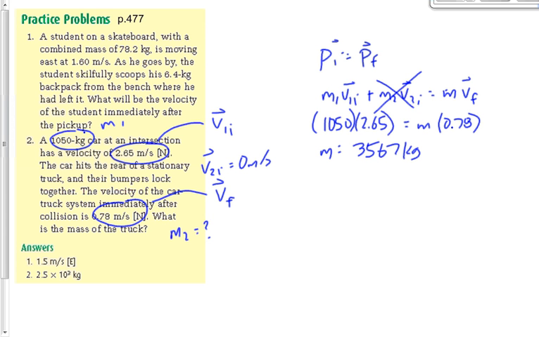That's it. Yeah, this is the total mass, right? This is the total. We want to find the mass of, that's a bad subscript actually, because that looks like the mass of the truck. The total mass is 3,567. The mass of the truck is 3,567 minus 1,050, which gives me 2,517. Which, for two digits, is 2.5 times 10 to the 3 kgs.